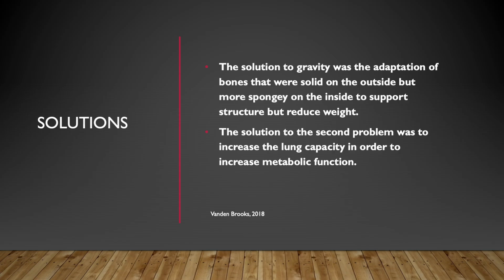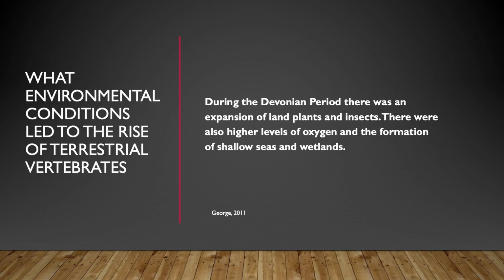Vandenbroek, 2018. During the Devonian period, oxygen levels were high, and there was a great diversity of land plants and insects. This enabled aquatic tetrapods to adapt in order to take advantage of the new food sources on land. These new resources led to the development of amniotic eggs and tetrapods, also helping with the transition to land-dwelling animals.